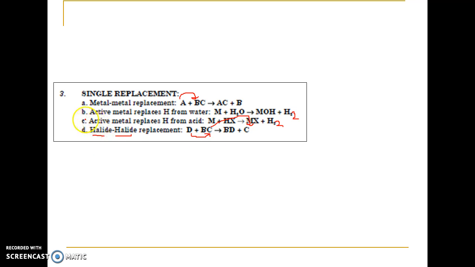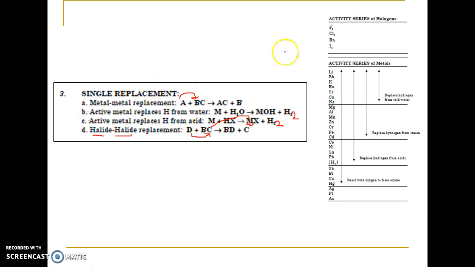Now, I'm sure you're wondering why this says active. Active metals replacing hydrogen. When we're saying active, we have to specifically refer to the activity series, which can be found in your reference table on page 7.